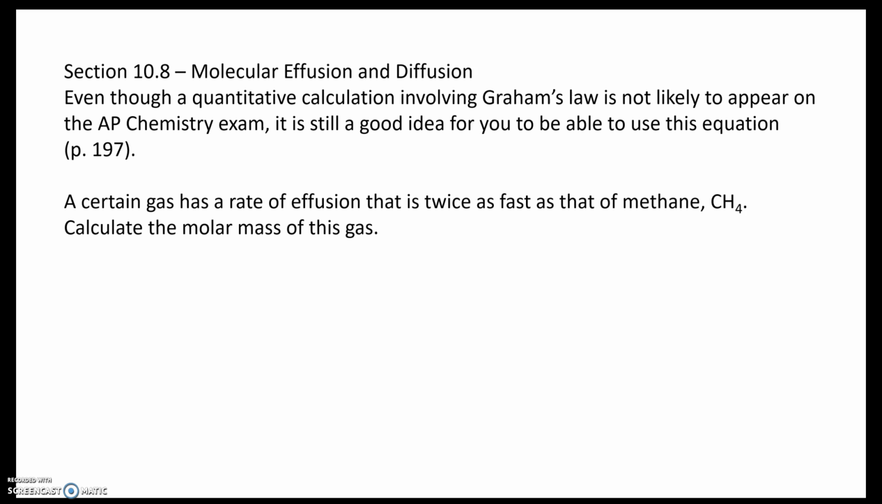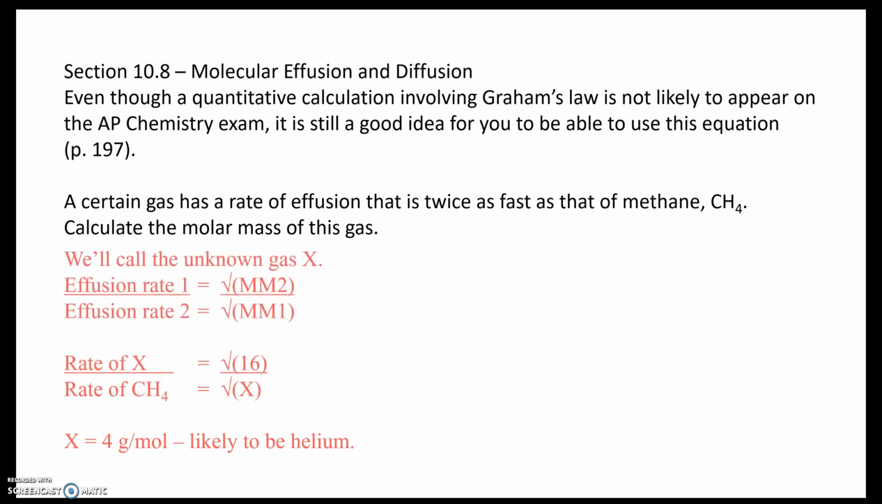A certain gas has a rate of effusion, and effusion is the movement of a gas through a very small hole or a small orifice. This would be, for example, the rate of movement of a gas out of a bicycle tire stem valve, or perhaps the rate of effusion of uranium hexafluoride in a centrifuge. A certain gas has a rate of effusion that is twice as fast as that of methane, CH4. Calculate its molar mass. All right, we're going to call the unknown gas X.